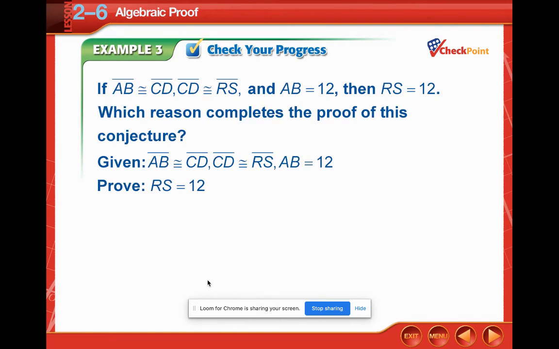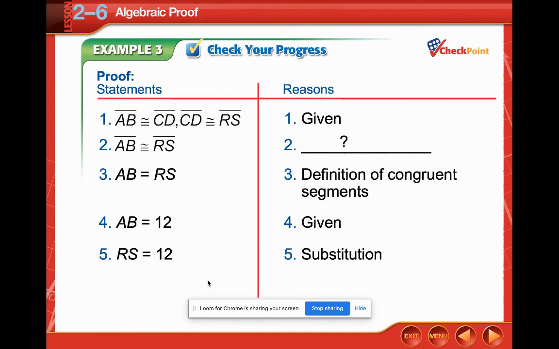Okay, let's try this again. If segment AB is congruent to segment CD, and segment CD is congruent to segment RS, and AB equals 12, then RS equals 12. Which reason completes the proof of this conjecture? Let me give you your options. I'm going to stop talking again so you guys can pause and try to figure it out on your own.